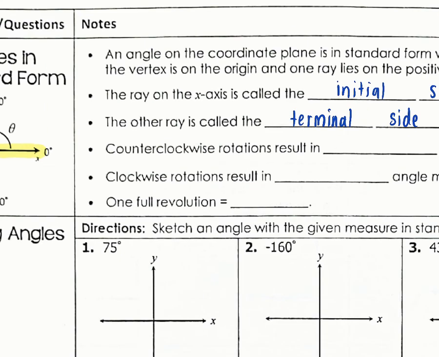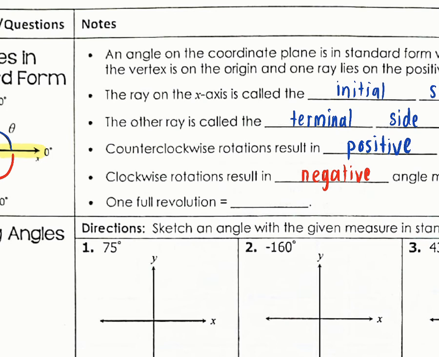Now, if we're talking about going around in a counterclockwise motion, so we start right here at 0 degrees, and we go in a counterclockwise motion, we are talking specifically about positive angle measures. Positive. But if we start at this same spot and we go around the opposite direction, clockwise, we're going to talk about negative angle measures. Negative.